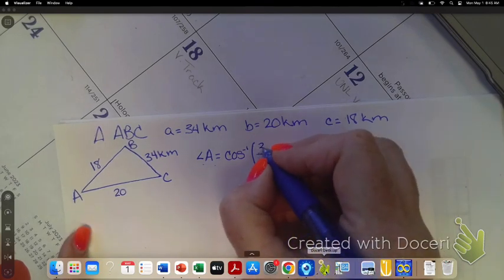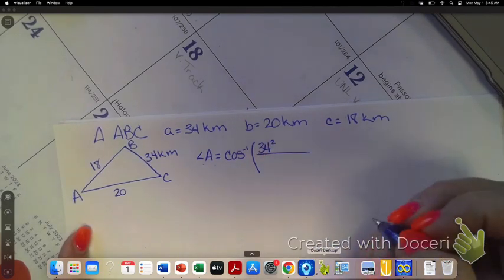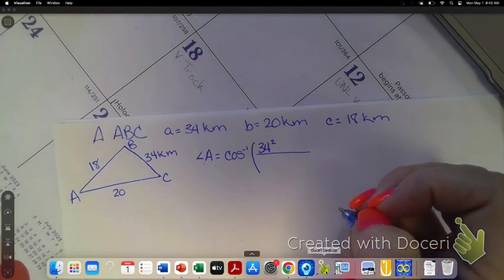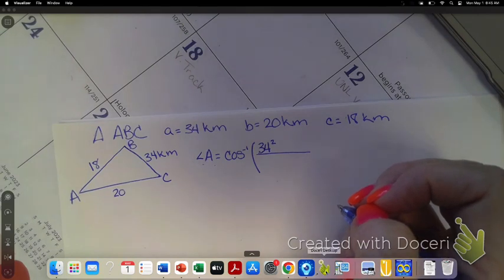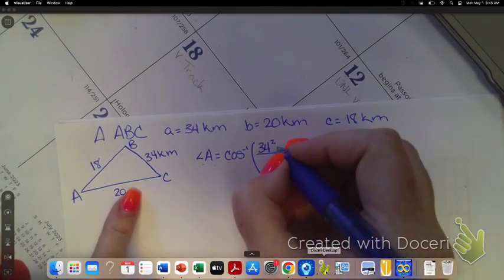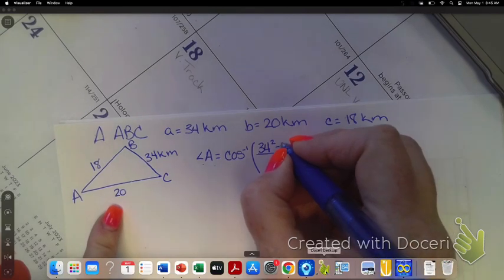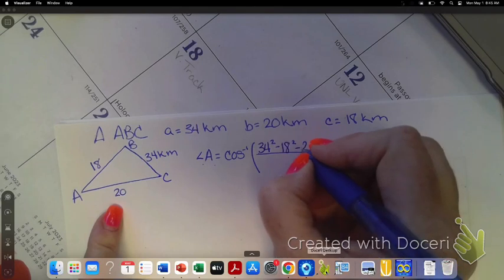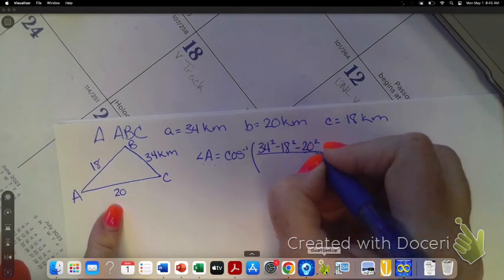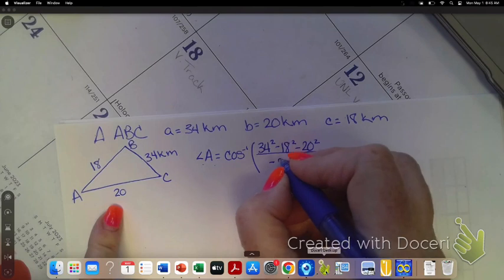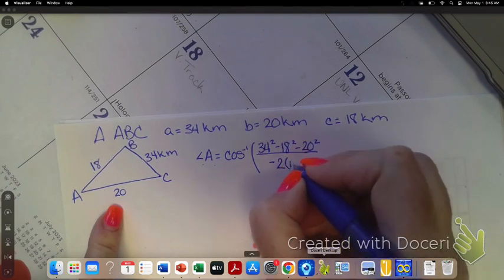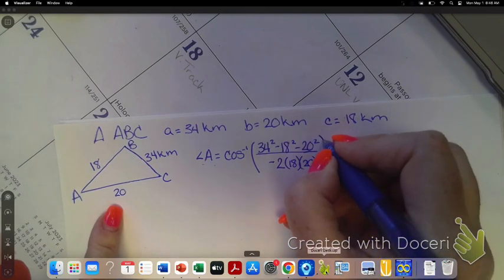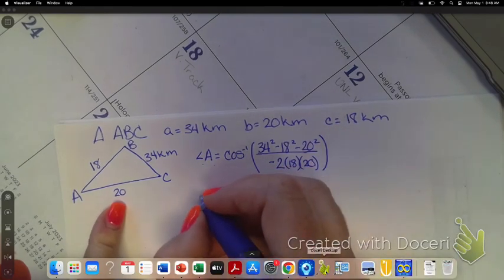34. A goes right here, right? That is the only time you see A anywhere, isn't it? Everything else is what? The other stuff. Okay? So 34 minus, does it matter 18 or 20? Nope. 18 squared minus 20 squared over the negative 2, the other two sides. So 18 times 20. And we're not even going to touch our calculators yet. We're going to set up B.